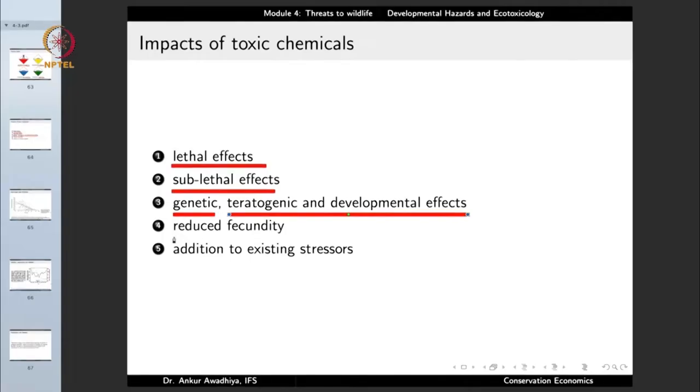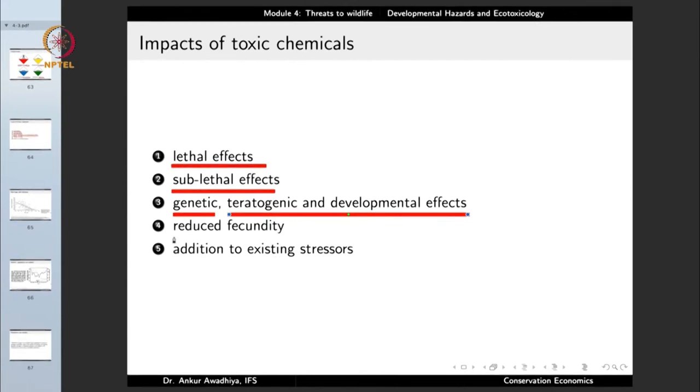Which means that you might observe that there is a frog which, in place of having four limbs, is having, say, five limbs or six limbs. Or there is a tortoise that is born without limbs. Now, these kinds of organisms can be produced because of teratogenic chemicals or developmental inhibitors.